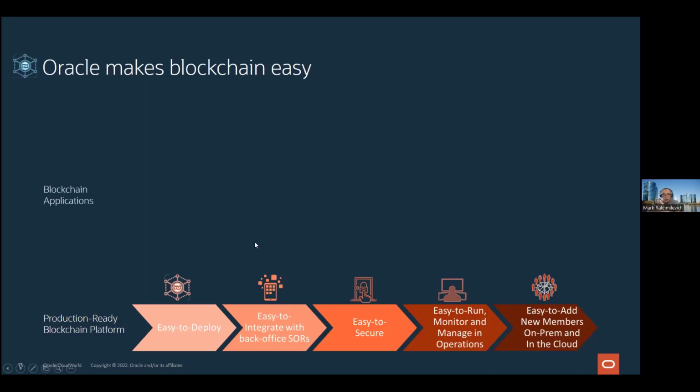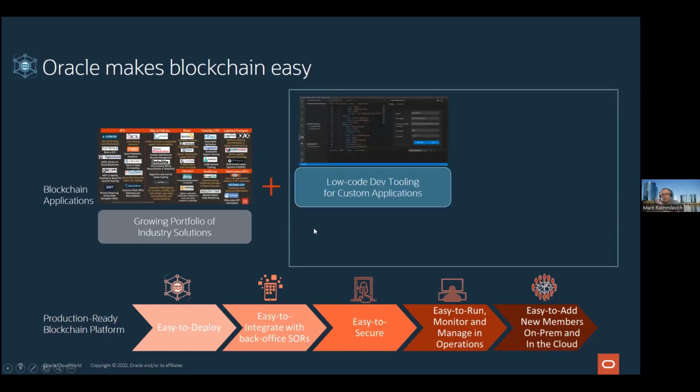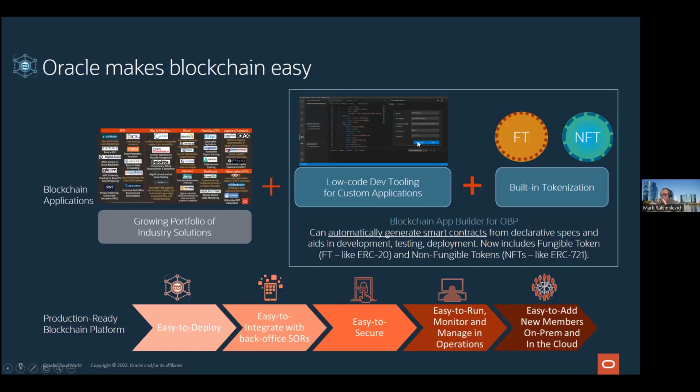But building blockchain applications requires an additional set of skills on top of this infrastructure. So we've done two things. First of all, we created a growing portfolio of partners that create industry solutions. And this is something that's going to allow people to start using the platform right away with those ISV or SI solutions. And then we've created this custom tool called low-code. It's called Blockchain App Builder. So it's a low-code development tool that can automatically generate smart contracts from templates. You can basically use basic regular English descriptions to create a template for the data you want to manage on a blockchain, whether it's tokens or other kinds of data.